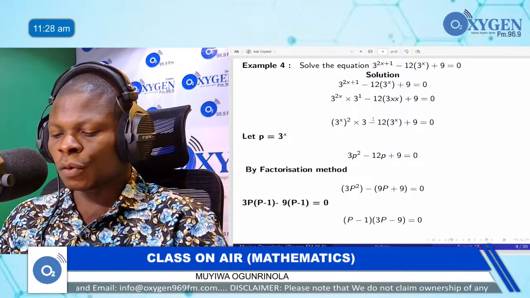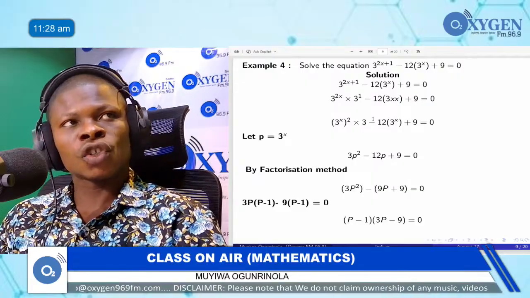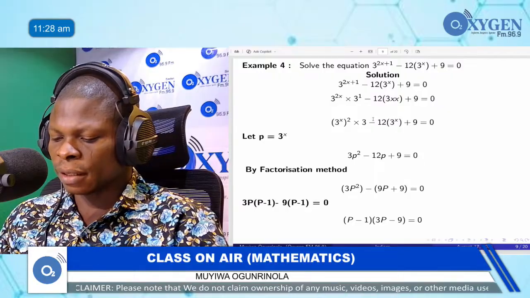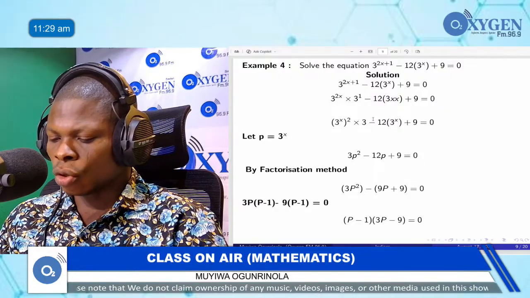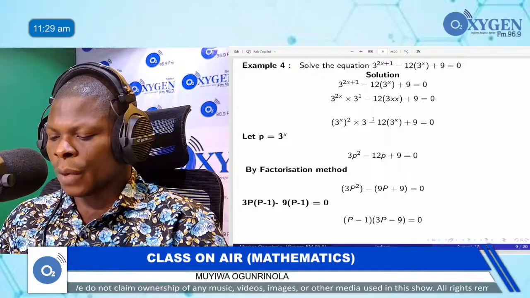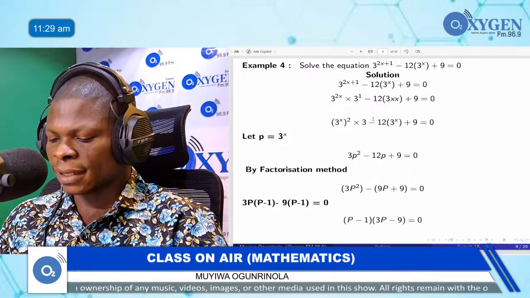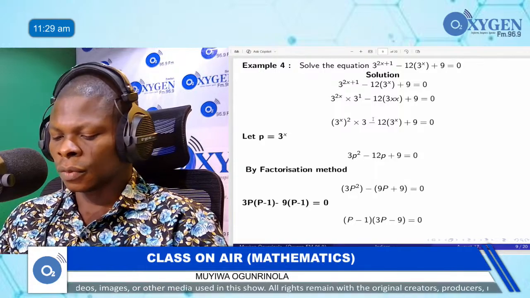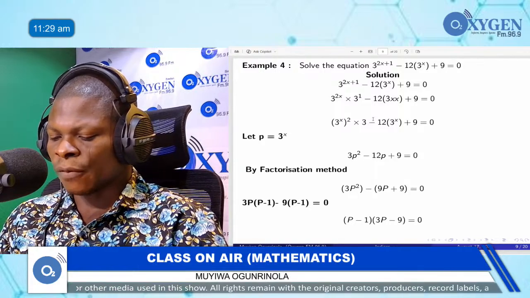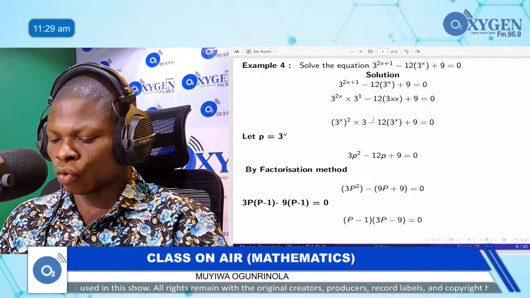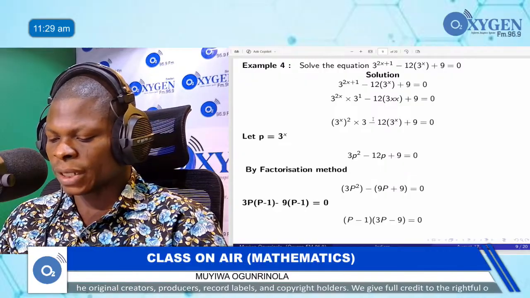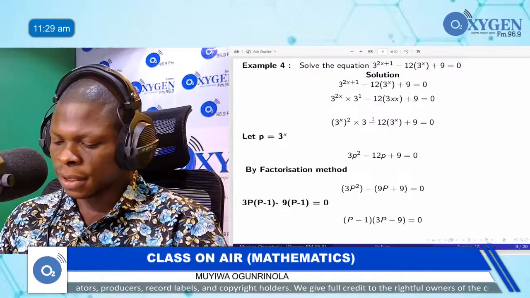Now, let's move to example 4. Solve the equation 3 raised to power 2x plus 1, minus 12 into bracket 3 raised to power x, close the bracket, plus 9 is equal to 0. So this also gives us 3 raised to power 2x plus 1 minus 12 into bracket 3 raised to power x, close the bracket, plus 9 is equal to 0.